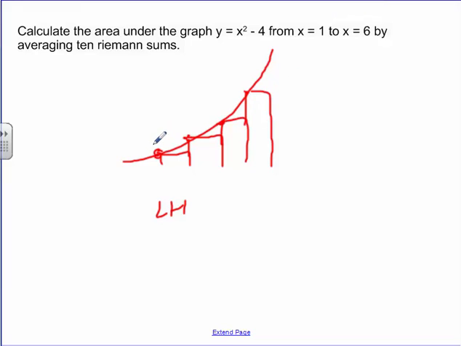Then I'm going to draw the exact same boxes, only now I'm going to draw them too big. See how that one's too big?